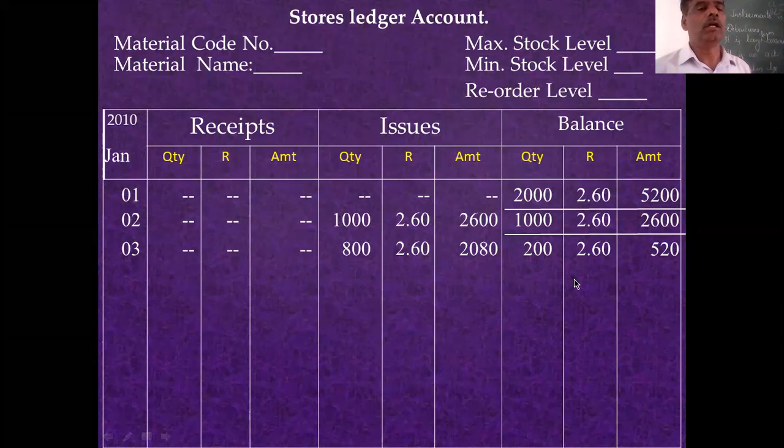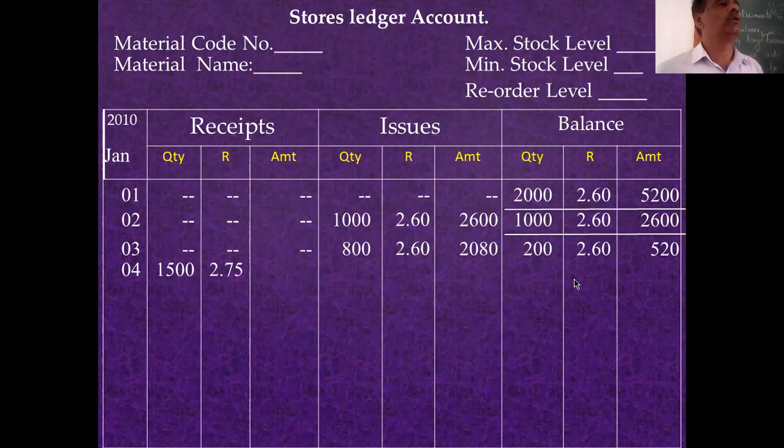Clear? You take the next point. What is date 4? What is the fourth date? Purchase. Don't underline that, only when there is an issue. Before making issue you have to put underline. Purchase is there, 1500 units, rate is 2.75. Okay, multiply this: 4125. Then you take the same to the balance column. 1500, rate 2.75, amount is 4125. Clear? As it is you put in the balance column.